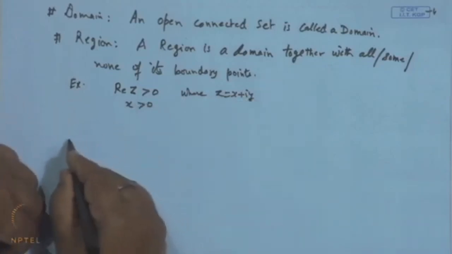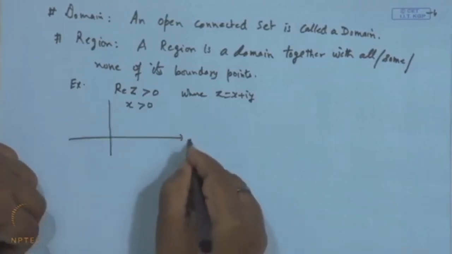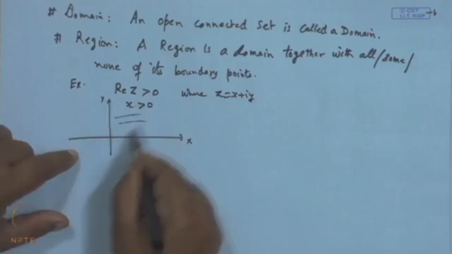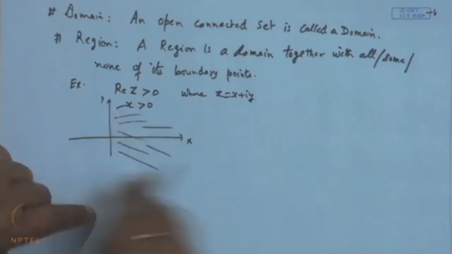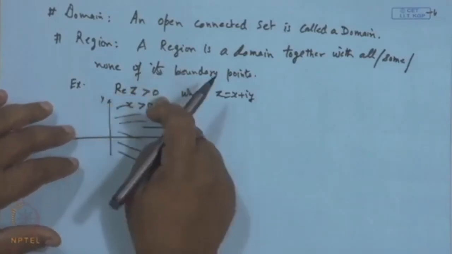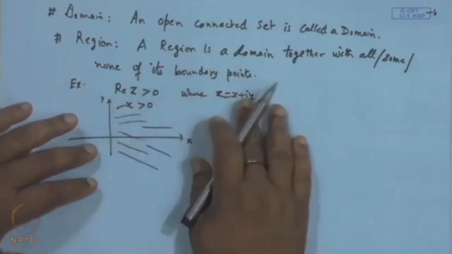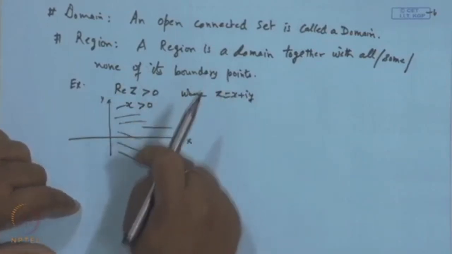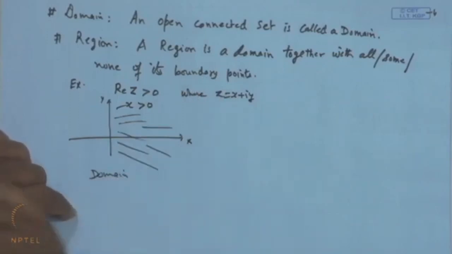So, this is our complex plane. This is the x axis, this one is the y axis. Now, we want x to be greater than 0. So all the points which are falling here, the collection of these points will give the set real part of z is greater than 0. Now, obviously, this set is an open set because the boundary is not included. And second, it is also connected. One can join any two points. So, it is a domain, an open connected set.